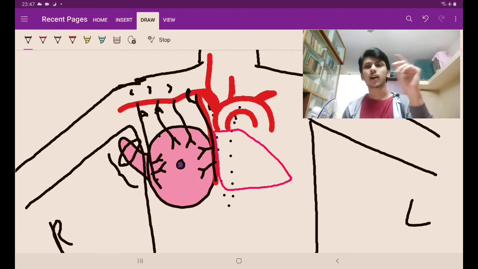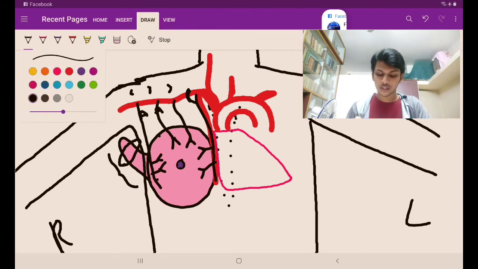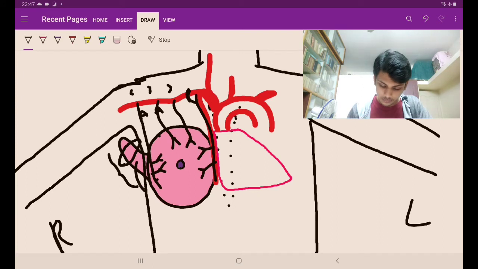There is one more artery which is called the intercostal artery. The intercostal artery supplies the breast. I'll be drawing this in red.